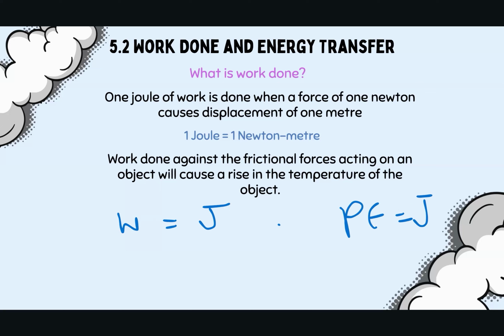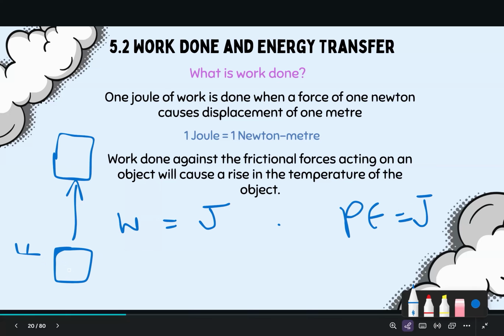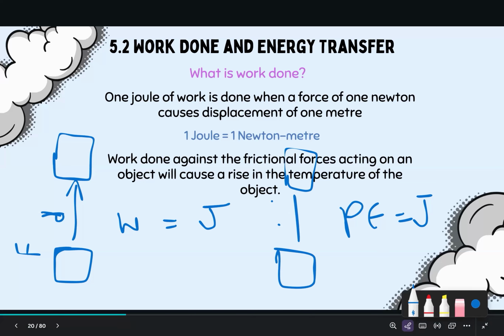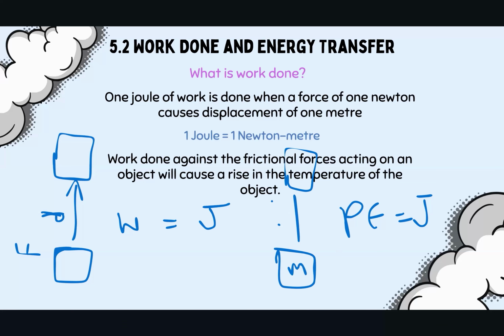Now, if I get a box and I increase its height by a certain amount, I've got a force exerted to lift the box and the distance that box has had to move. For that same scenario, if I've got a box, I have to make it move to a certain height. I've got a mass. I've had to overcome gravity and I've increased it by a certain height.